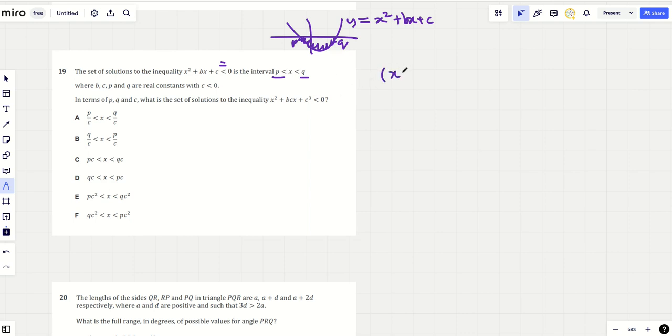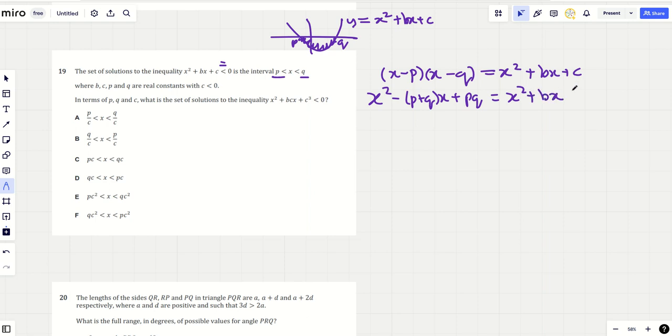That means I know that x minus P, x minus Q must be equal to x squared plus bx plus c. Yeah. Look at any quadratic inequality, and when you solve it, you'll find that the roots are here and here. So that means that P and Q must be the roots. Now, if we multiply this out, we'll have x squared minus (P plus Q)x plus PQ equals x squared plus bx plus c. So that means that minus (P plus Q) must be B and PQ must be C. That's the way I figured it anyway.